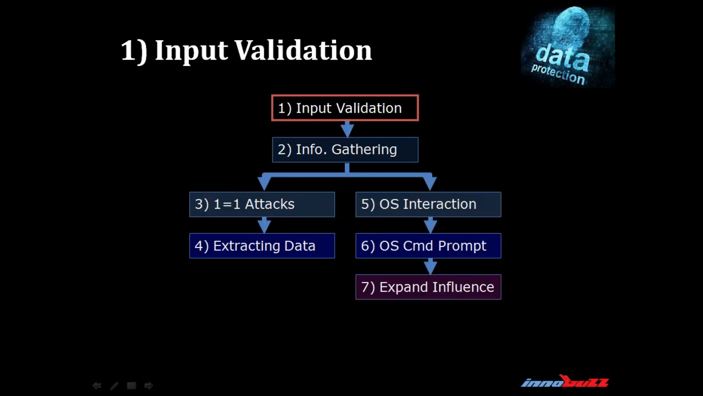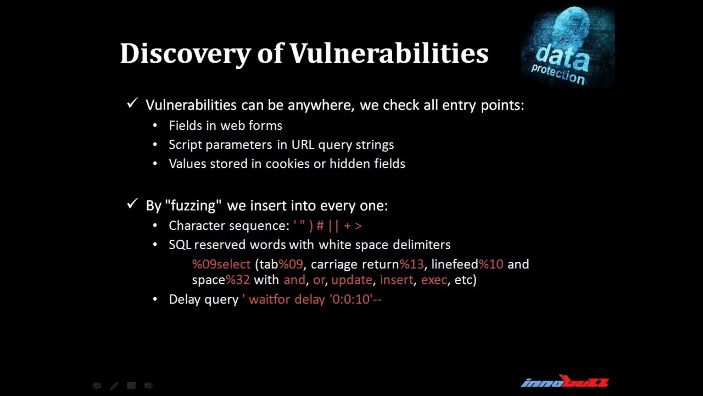The first step is to find a vulnerable entry in the web application. To find vulnerabilities, all parameters in a web form must be checked. SQL injection can happen in any of the following: fields in web forms, script parameters in query strings sent as part of the URL, values stored in cookies that are sent back to the web application, values sent in hidden fields. To find all the different entry points in a web application, a web proxy or a fuzzer must be used. With a fuzzer, we insert different types of input into each entry point.